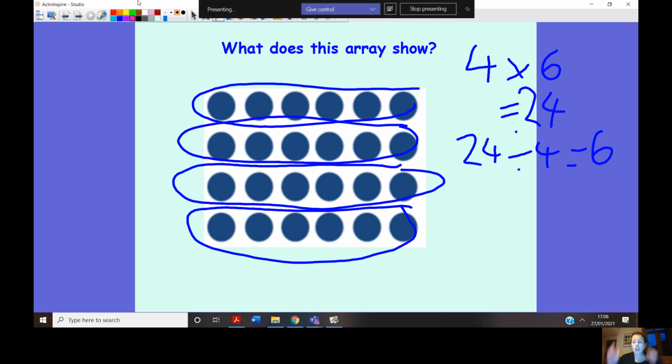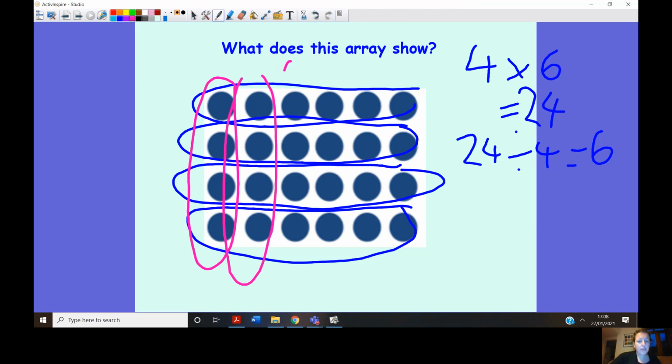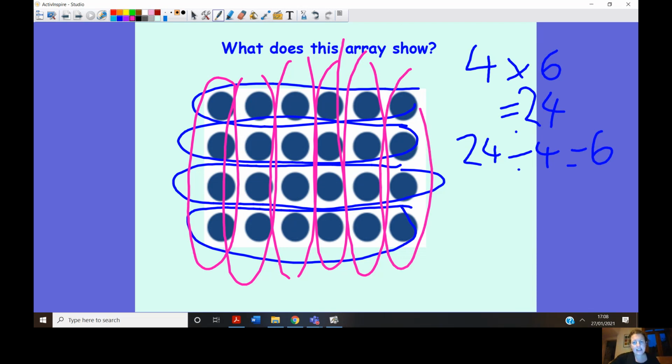Right, let's have a look at our columns, so our vertical. 1, 2, 3, 4, 5, 6. I have 6 rows of 4. Let's skip count in 4s to work out how many there are, just to check they're the same. 4, 8, 12, 16, 20, 24.